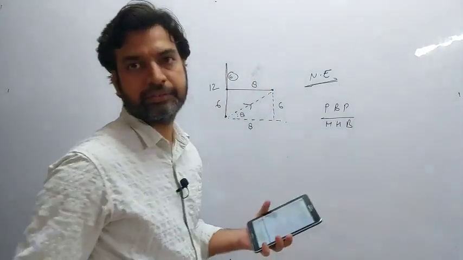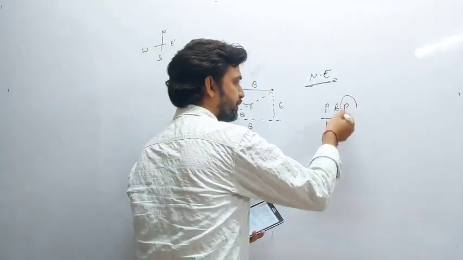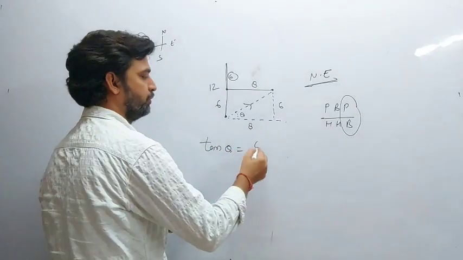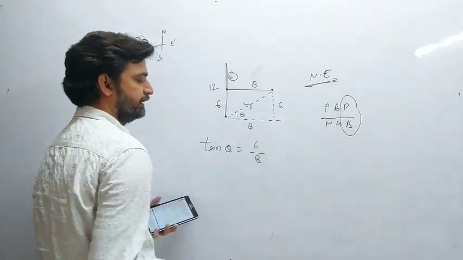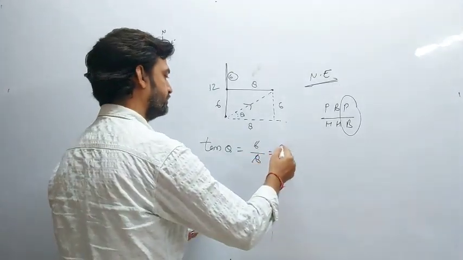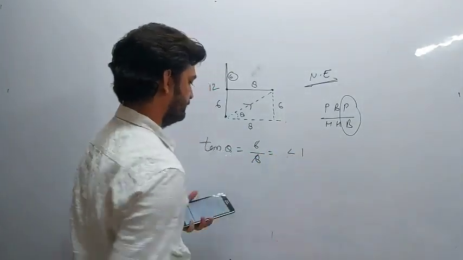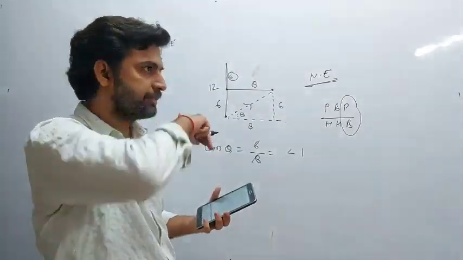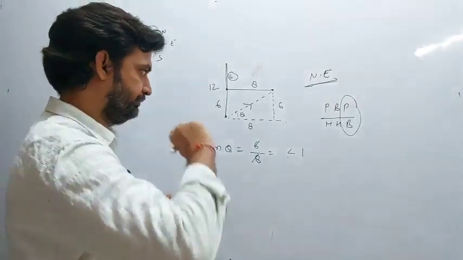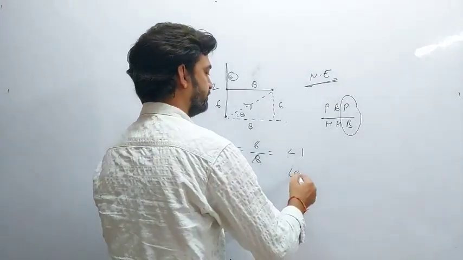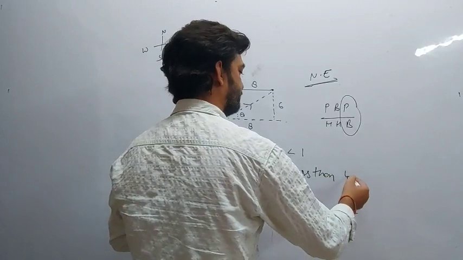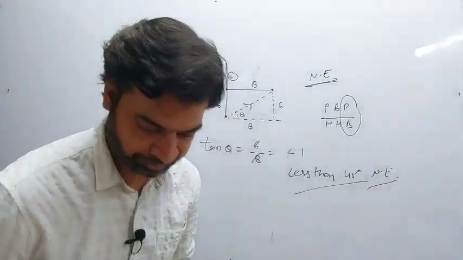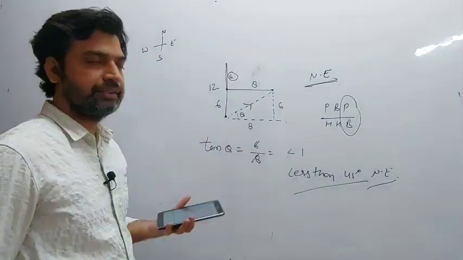You have already studied that perpendicular by base is tan theta. Tan theta, perpendicular is 6 and this is 8. The value is coming less than 1. Less than 1 means less than 45 degree. So the answer is less than 45 degree and northeast.